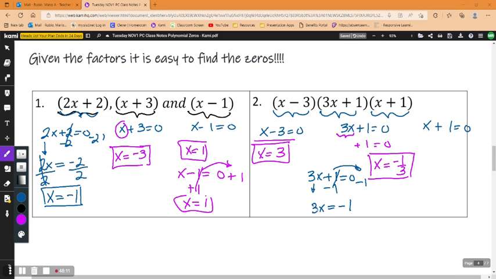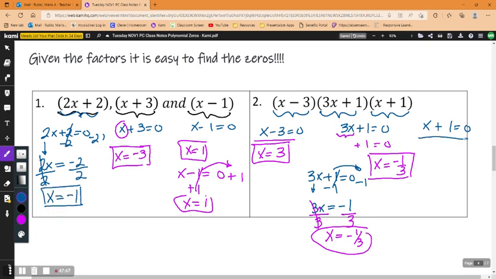Now I need to get rid of this 3, which is being multiplied by x. So to get rid of that 3, I need to do the opposite, which is divide both sides by 3. Those 3s cancel, and then I'm left with x equals, what do we get? -1/3. Okay, so there's 2 ways to get to the same answer.